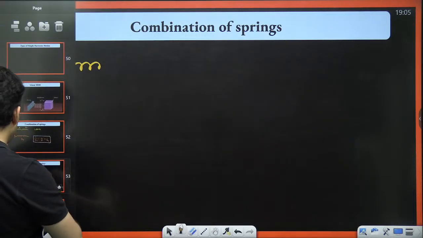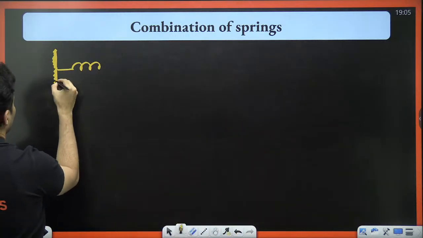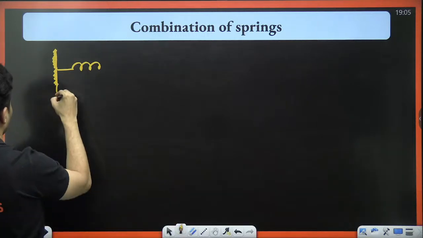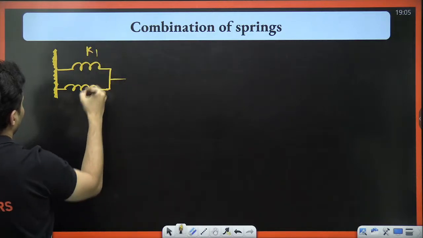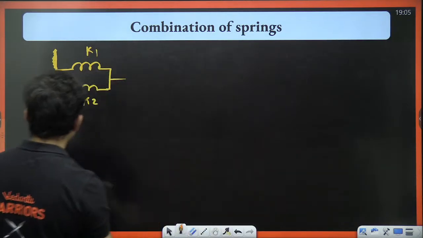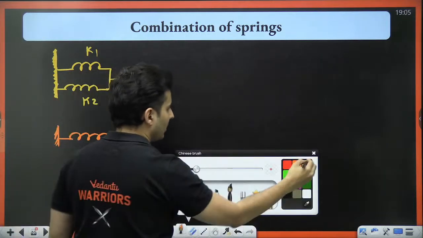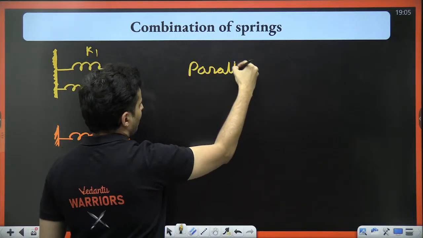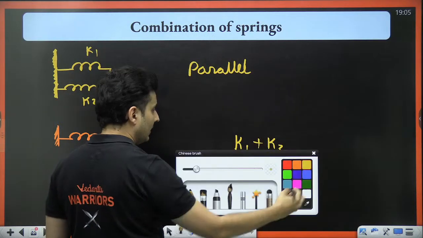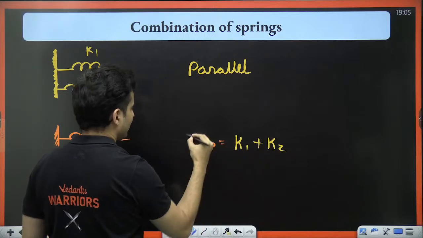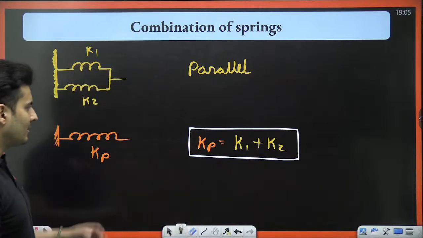Similarly, if your springs are in parallel, something like this, this is K1, this is K2, you can replace them with one single spring. I will call it Kp. Here in this case they are in parallel, and that will be just K1 plus K2 as the equivalent spring constant. K1 plus K2 plus K3 if there are more springs. As simple as that.